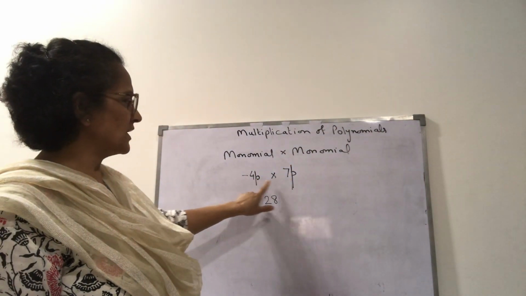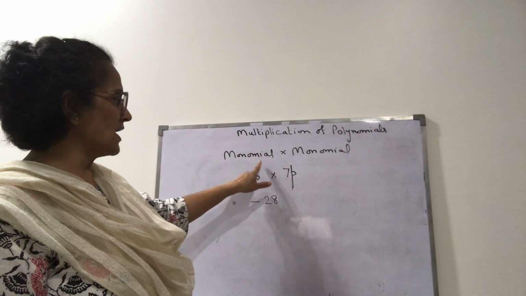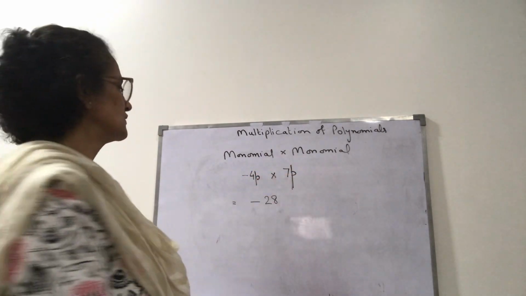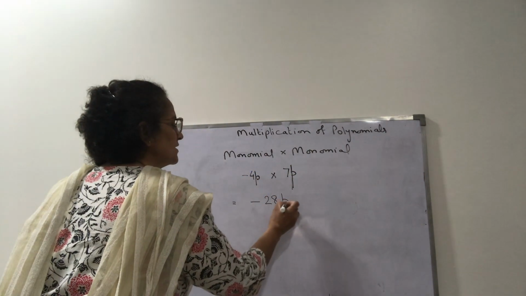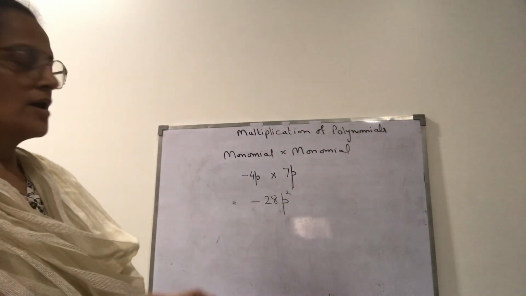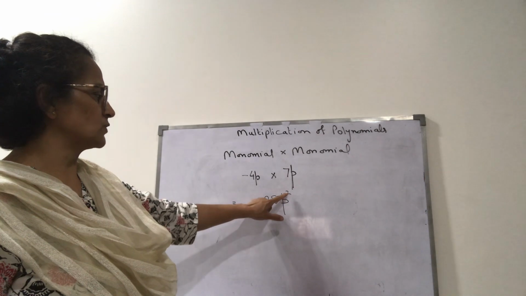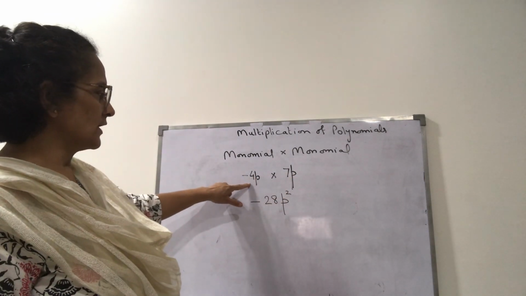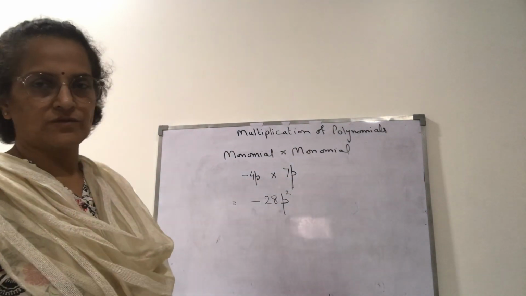So when the base is the same, powers are added. So let's add the powers. We get 1 plus 1, so we get p square. Minus 28p square is the product of minus 4p into 7p.